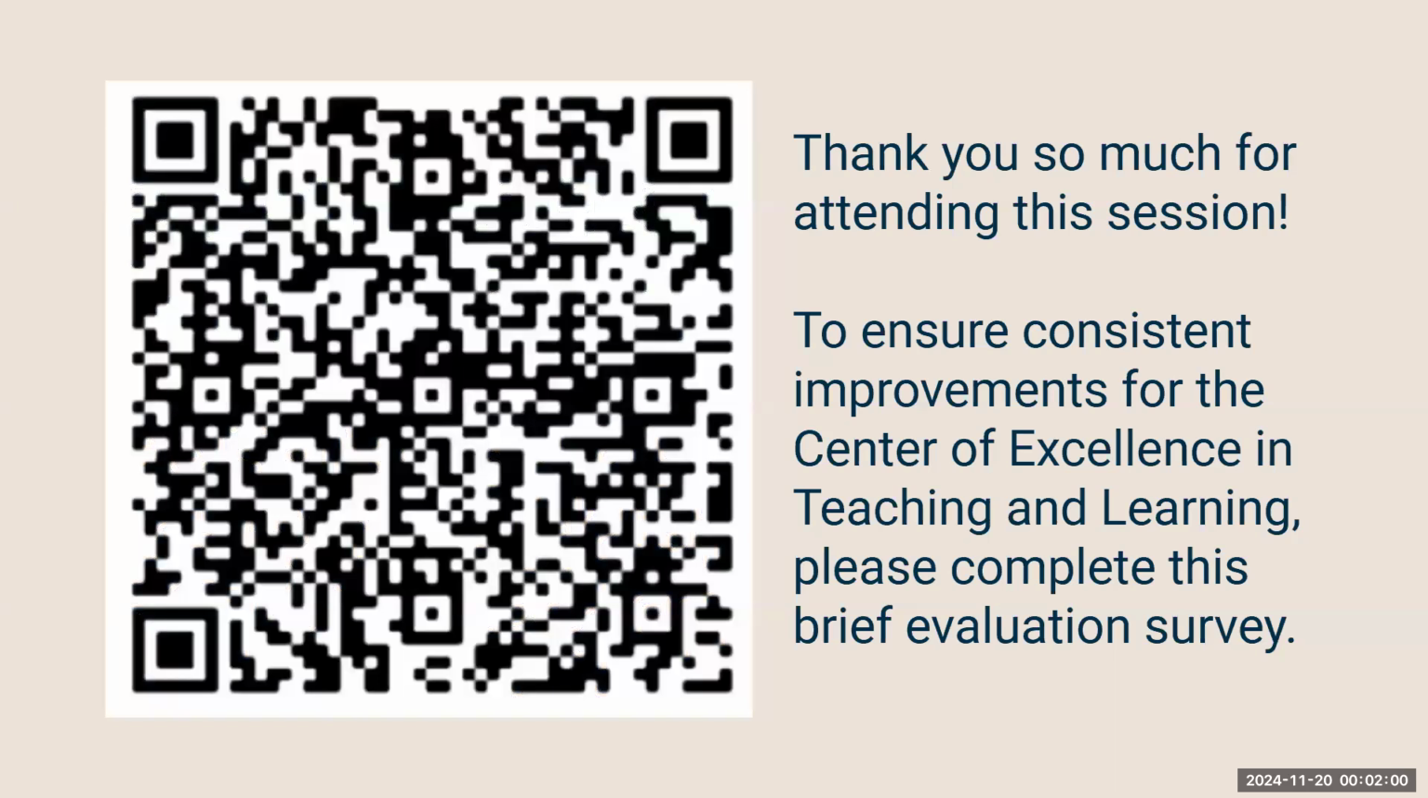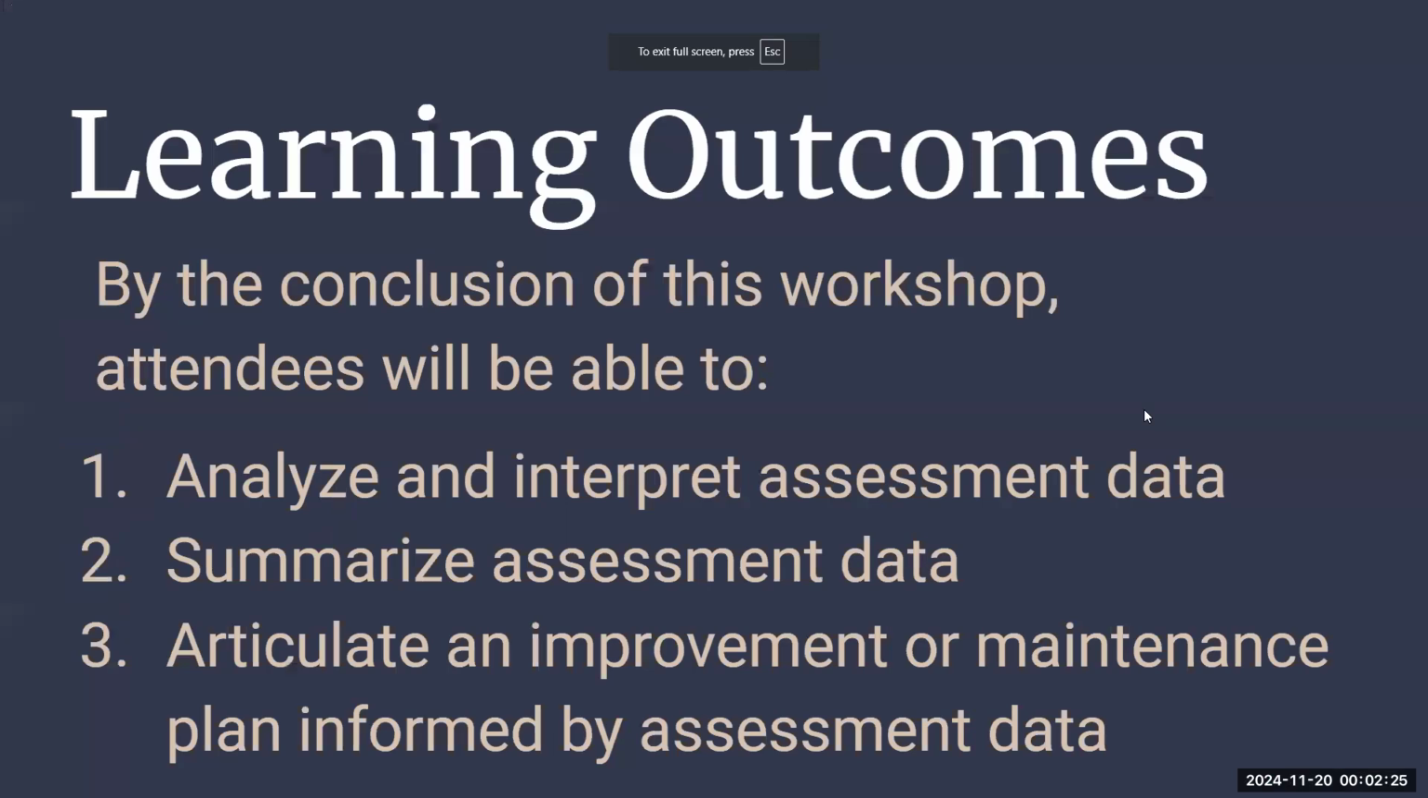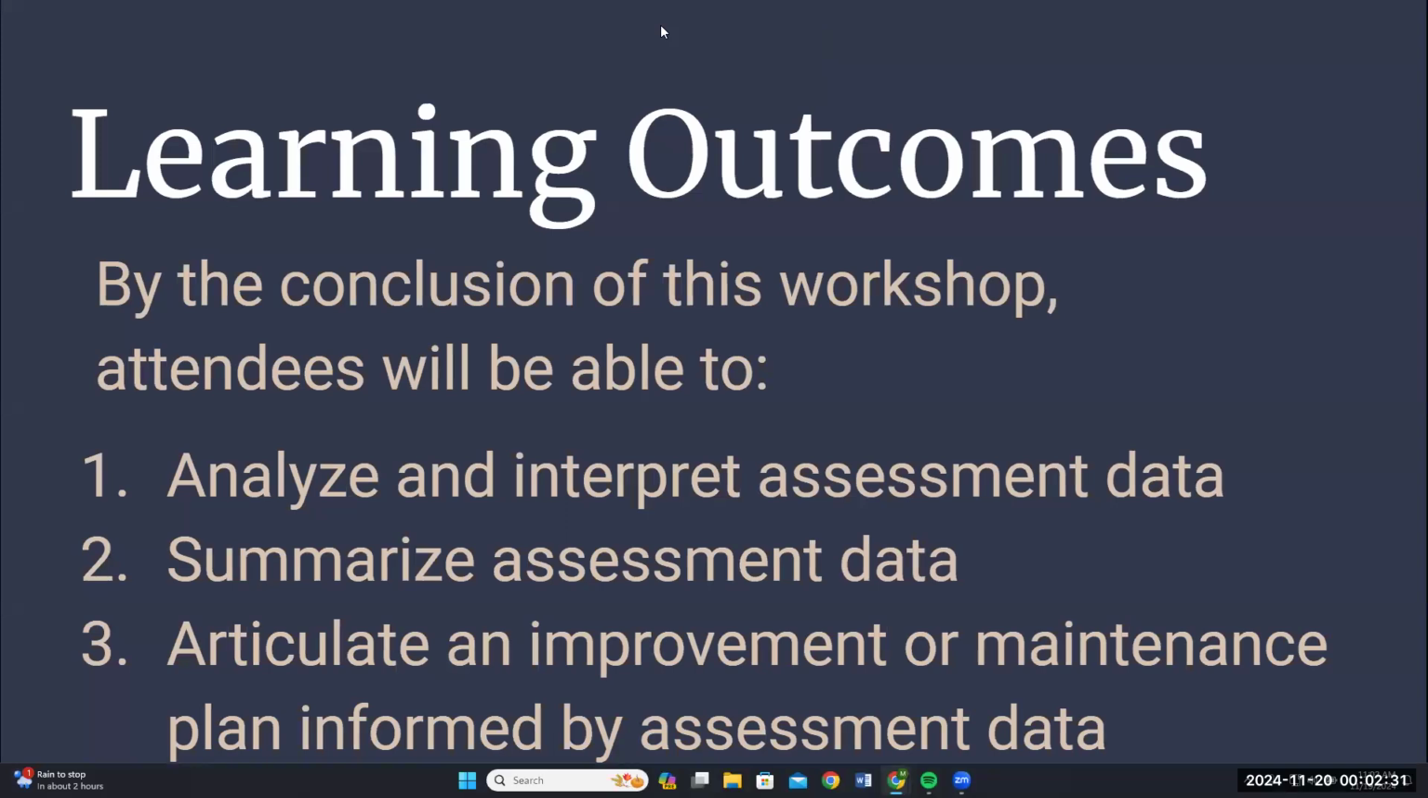To make sure that we are maintaining our time here as best we can, we're going to go ahead and conclude here. There is a QR code that will take you to the evaluation survey that goes for every single session that we do for the CEDL, for any session put on by a committee, just to make sure we're able to meet those outcomes. As a reminder, our outcomes for this specific session were to analyze and interpret assessment data, summarize assessment data, and articulate an improvement plan or maintenance plan informed by assessment data. So looking at all of those examples, looking at all of those best practices, etc.